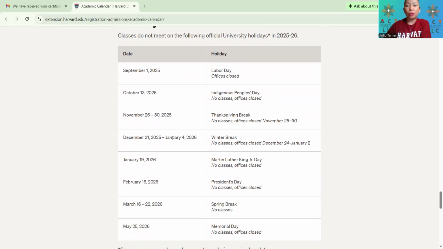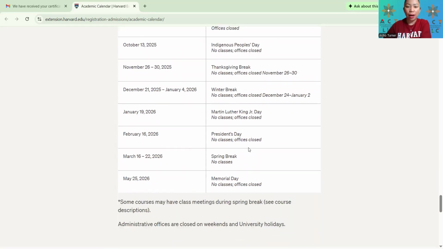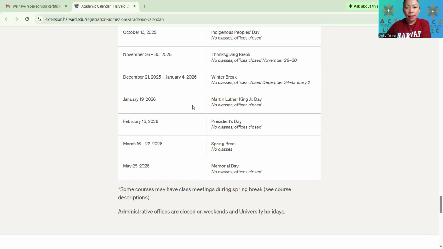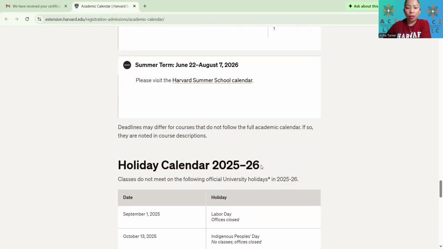Then December 21 to January 4th, that's the winter break, walang klase. January 19, 2026, of course, that's MLK, which is coming up this month. And February 16, President's Day, there's no class. March 16 to 22, we have spring break. We don't have classes that time. And May 25 is going to be Memorial Day. No classes at that particular time.